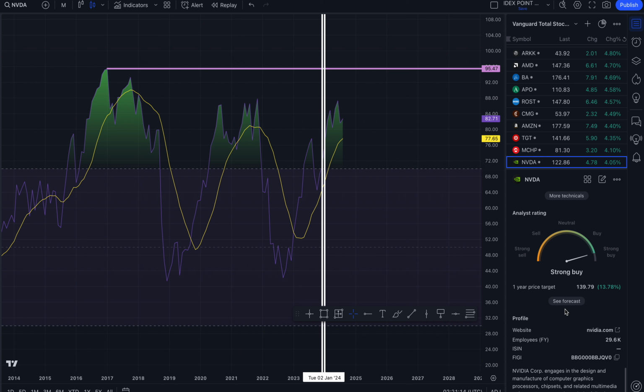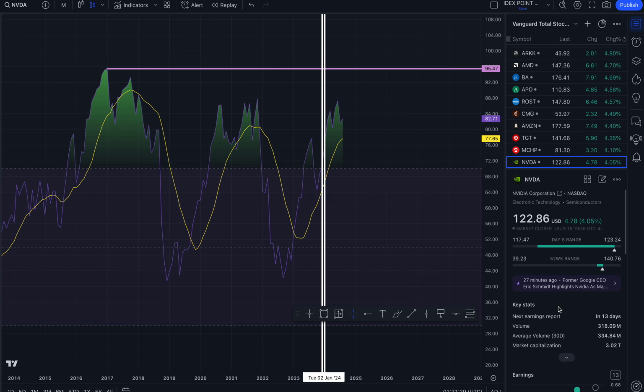On Fidelity's website, yesterday, Thursday, it was the highest traded ticker across all markets. So today, this is Thursday, we had the volume 318 million shares traded. The average is 334. So we're down a little bit, but still that's pretty good volume.